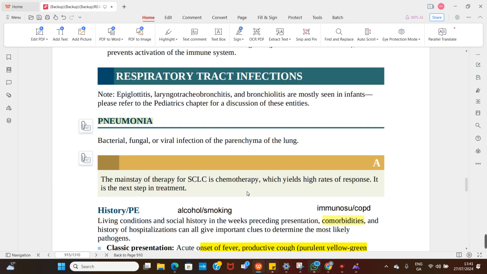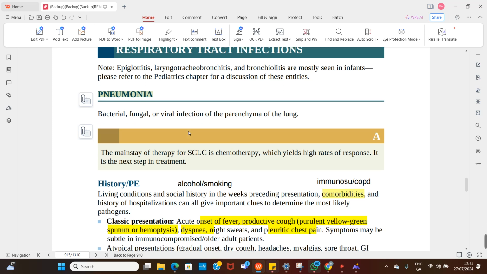So moving on to the respiratory tract infection, we're not going to be wasting too much time here. Pneumonia, we already know, epiglottitis, croup, all these ones are plain to us. We know them very well. Pneumonia is something we are going to see in our exam. It's very common, and it has 3 different causes: bacterial, fungal, and viral. This is an infection of the parenchyma of the lungs. That's what you call pneumonia.